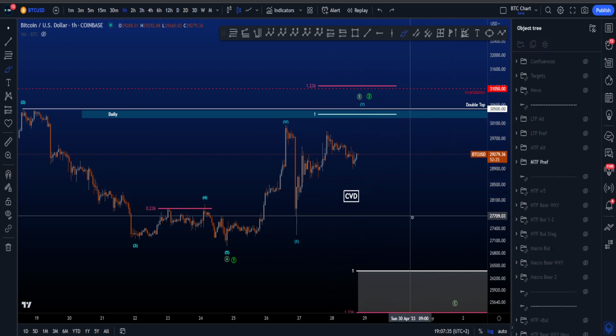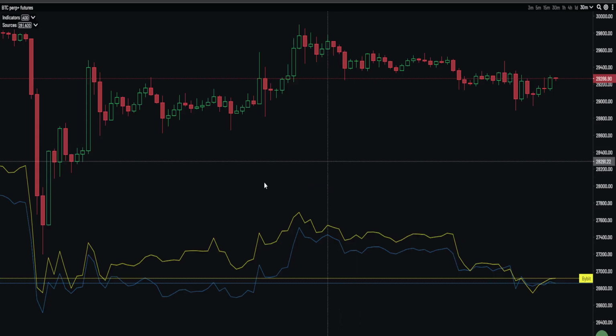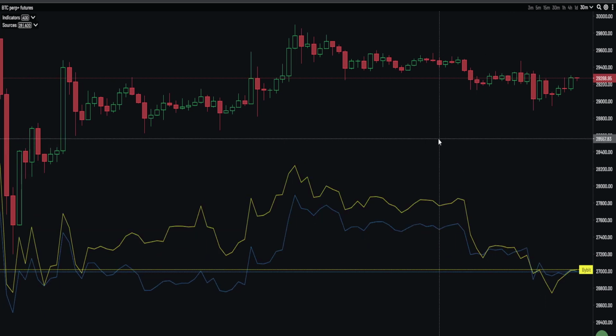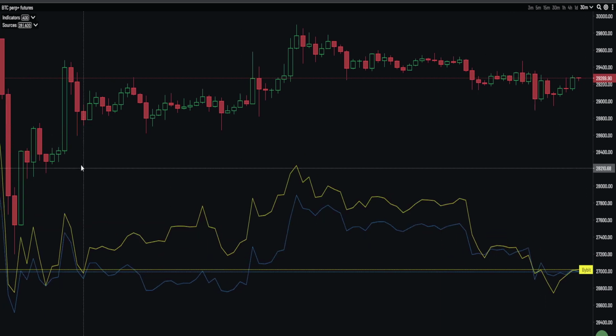I do think it is important to mention the CVD, because if we look at the CVD, price created a higher low, but on the CVD yellow line, it actually created a lower low. And you will be able to see this if I move my cursor, and you've got to look at the horizontal line of my cursor. If I move my cursor to the low over here of the yellow line, and you look to the right side, then you can see that on the right, the yellow line dipped below my horizontal cursor line.